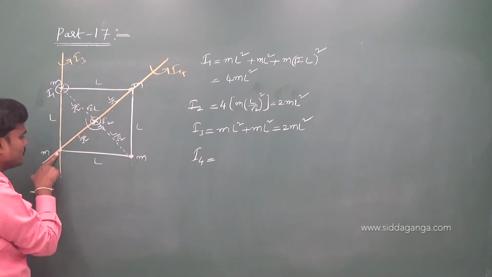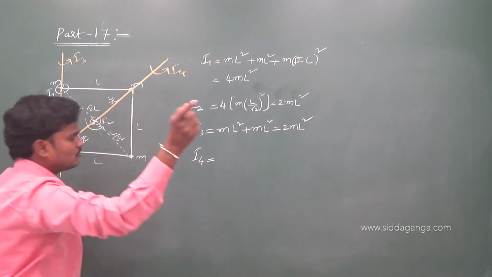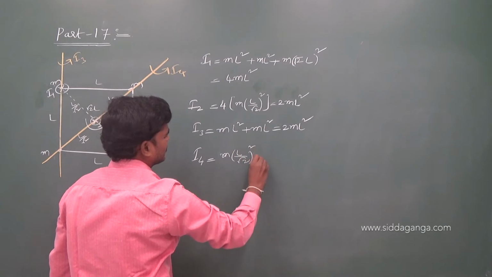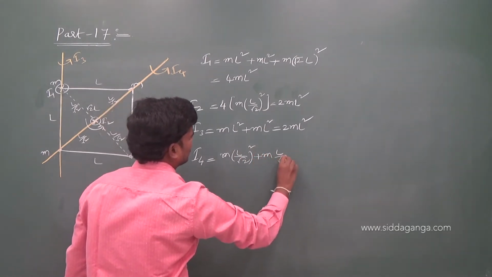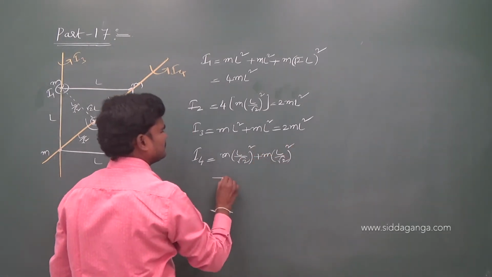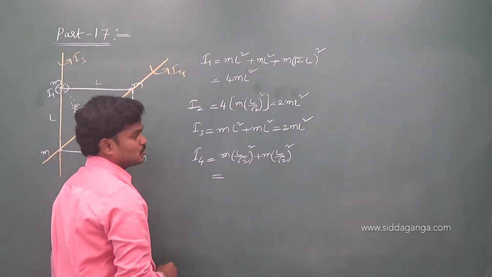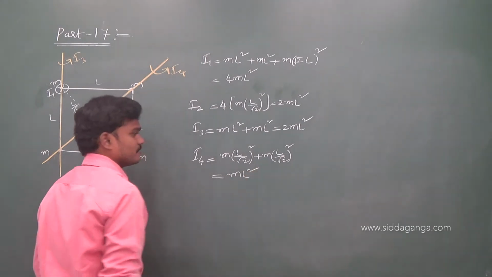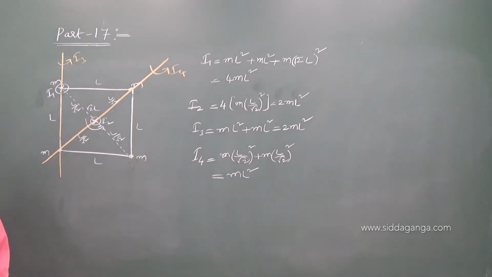Because of this, there is no moment of inertia. Because of this also, there is no moment of inertia. M into L by root 2 whole square, M into L by root 2 whole square. ML square by 2, ML square by 2, 2ML square by 2, ML square. I4 completed.